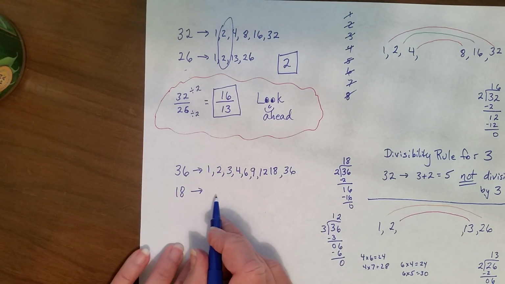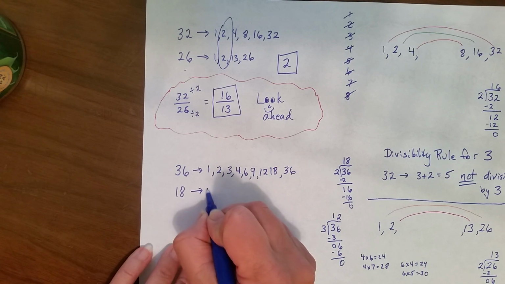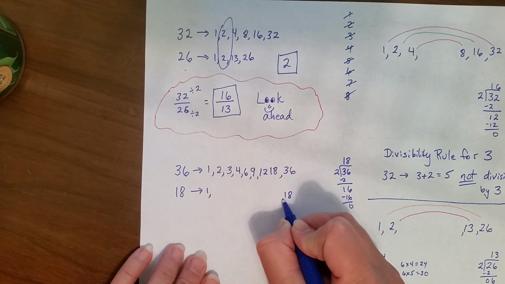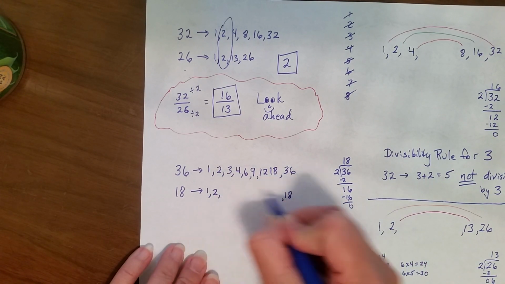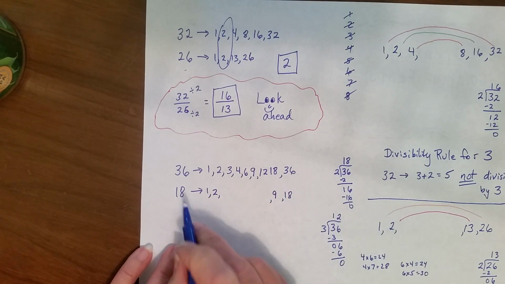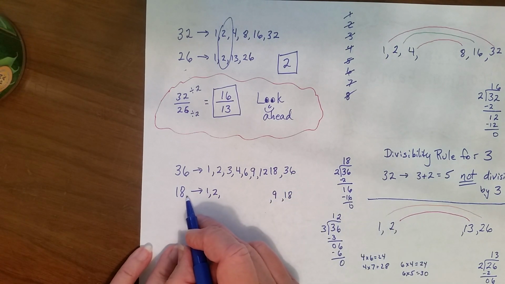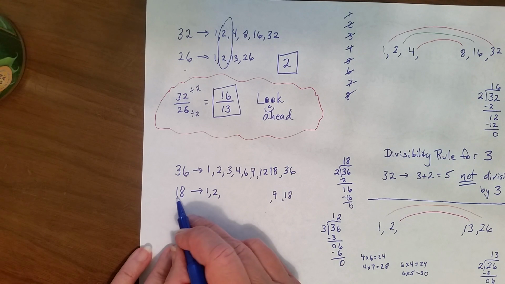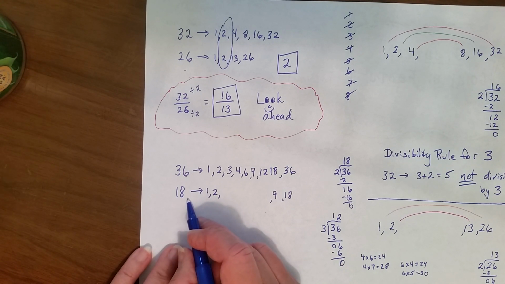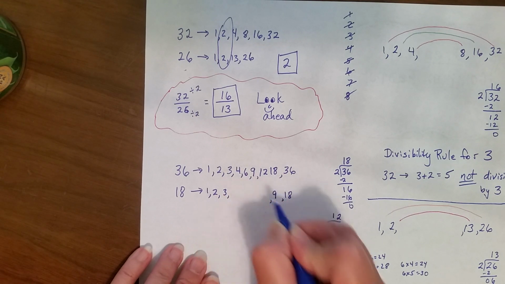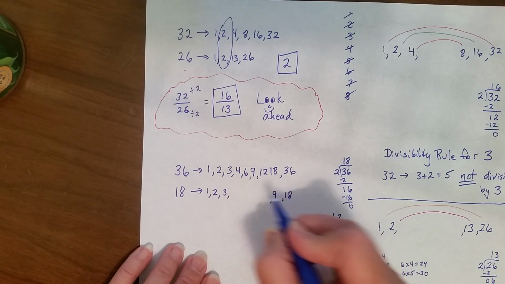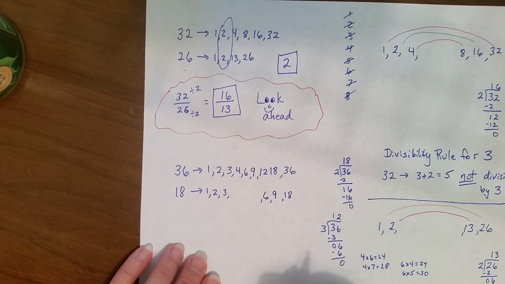Okay, now let's look at 18. We've got 1 and 18. 2 times 9. 3, yes, it's divisible by 3. 8 plus 1 is 9. 9 is divisible by 3. Therefore, 18 is divisible by 3. So 3 times what is 18? 3 times 6 is 18.